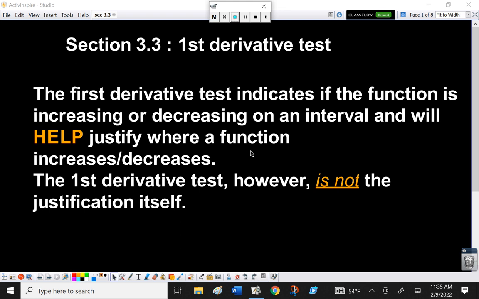The first derivative test, however, is not the justification itself. It is merely a tool to help you explain where a function is increasing or decreasing. And remember, feel free to pause the video anytime you need to if I am going too fast.